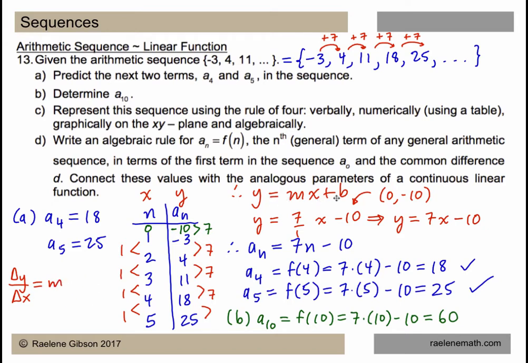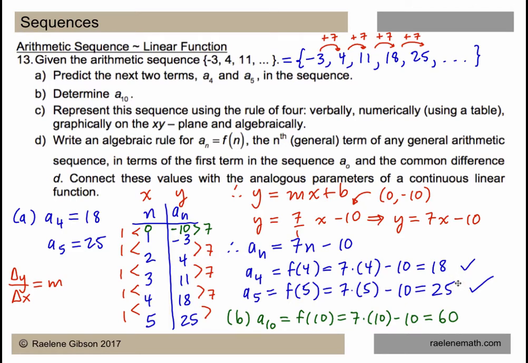So I wrote y equals mx plus b, and I knew that my slope was 7 over 1. Then I needed to find out the y value when x was equal to 0, so I just went backwards one step, since the common difference from 0 to 1 is 1. If I backtracked, I subtracted 7 from -3, which gave me -10. Then I checked my values of n equal to 4 and n equals 5 in my new function, and I got 18 and 25.